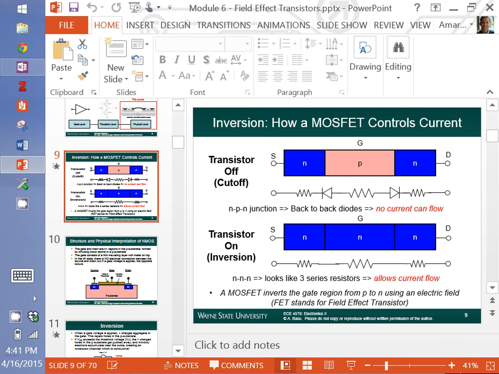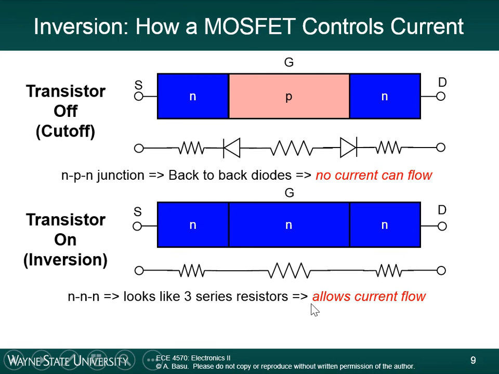So really quick from last time, we said that the way that a MOSFET controls current is through inversion. We're trying to make an electronic switch where the voltage at the gate controls whether current is allowed to conduct between the source and the drain. So when the transistor is off, the gate region is a p-type semiconductor. This is an example of an NMOS device. The channel region is a p-type semiconductor, and the source and the drain are n-type. So if you make a circuit diagram of this, you have two back-to-back diodes, so you can never have current flow between the source and the drain.